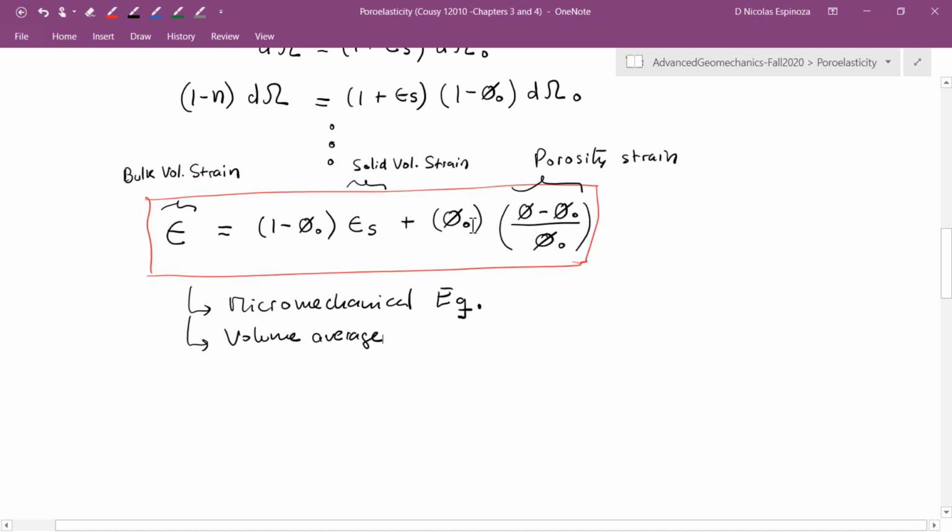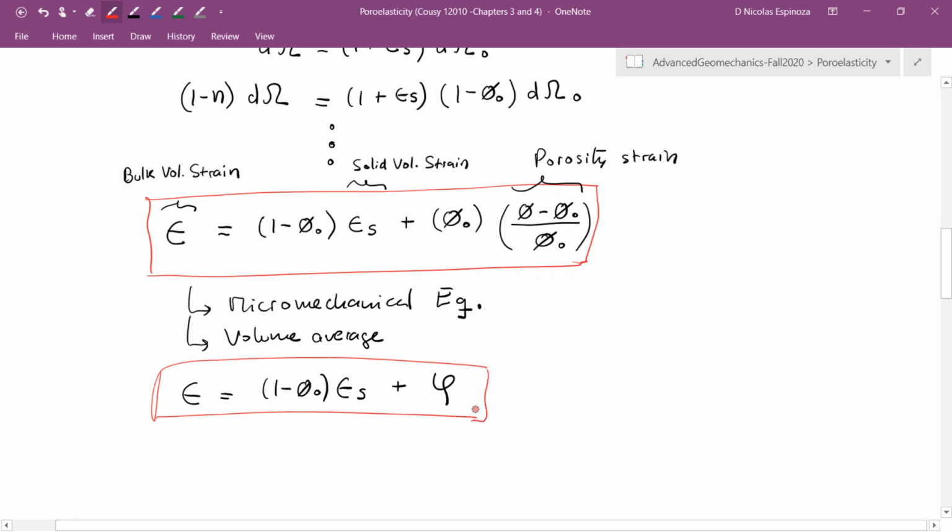And I can rewrite this equation in a simpler way, as 1 minus porosity, this part stays the same, times the solid strain epsilon, plus bar phi, where I already took care of eliminating these two porosities, and where this phi by definition is equal to the porosity minus the initial porosity, also called the change of porosity.